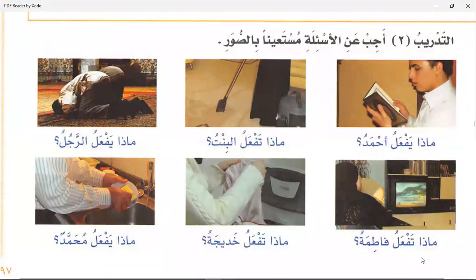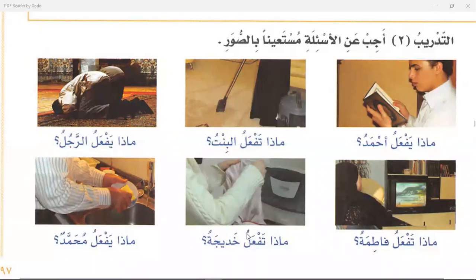Okay. Maza taf'alu Fatima? Fatma tusha hidut tilfaz. Alif lam will be silent. Tusha hidut tilfaz. Okay, Miss Serena, answer the next two pictures.